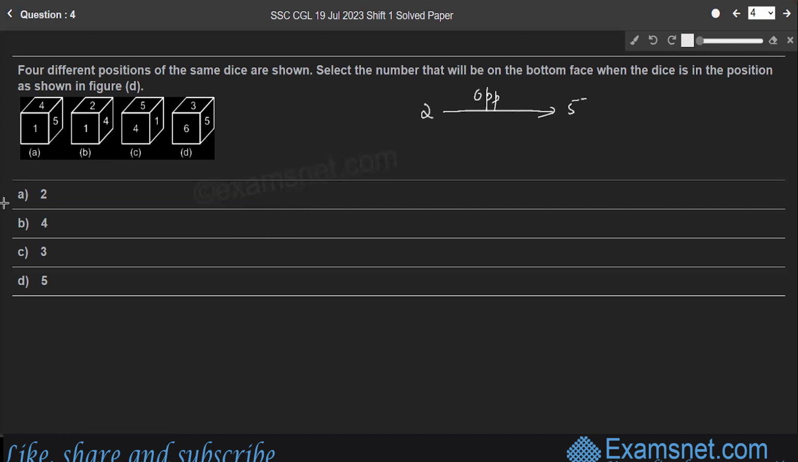So now consider positions A and D, the first and last positions of the same dice, right? In which 5 is the right face. In the fourth position also 5 is the right face, right? Whereas 4 is the top face in position A, 3 is the top face in position D, right? That means the D position of the dice is the other side of the dice, right?